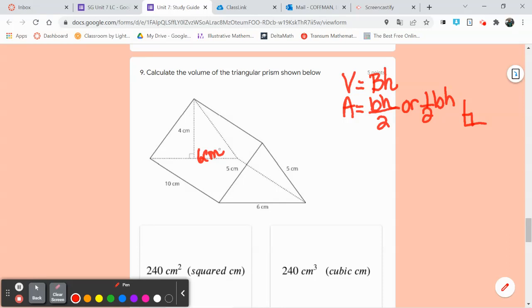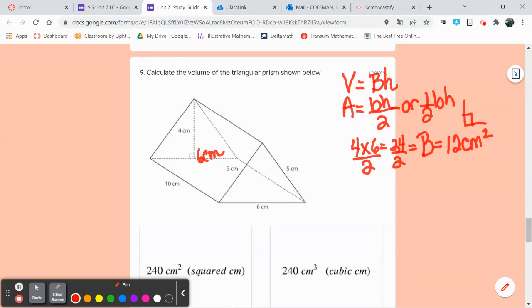Okay, so let's do the area of the triangle first and get the area of the base, which is our big B. So that's going to be 4 times 6 divided by 2. So that is 24 divided by 2. That means the area of our base, or our big B, is equal to 12 centimeters squared. Remember, area is always square units, volume is cubed units or cubic units. All right, so we have that number. Now all we need is the height.